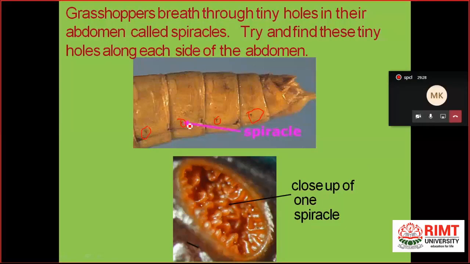You may clearly see the spiracles on the grasshopper. If you get the chance to catch a grasshopper at your place, then you may see these are visible to the eye. So this is the internal structure of the spiracle.